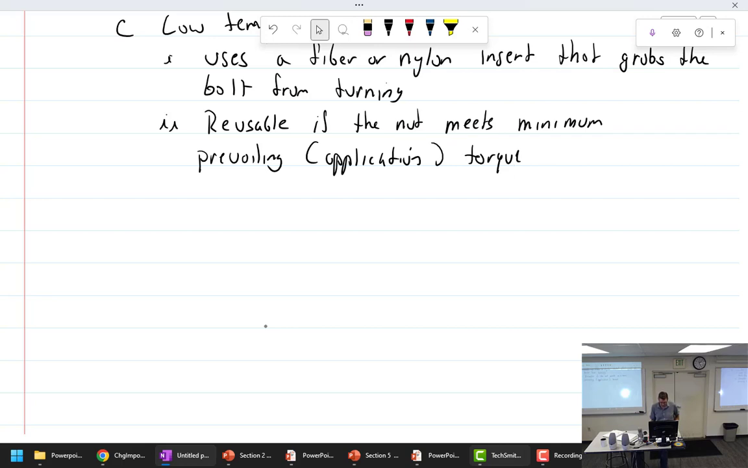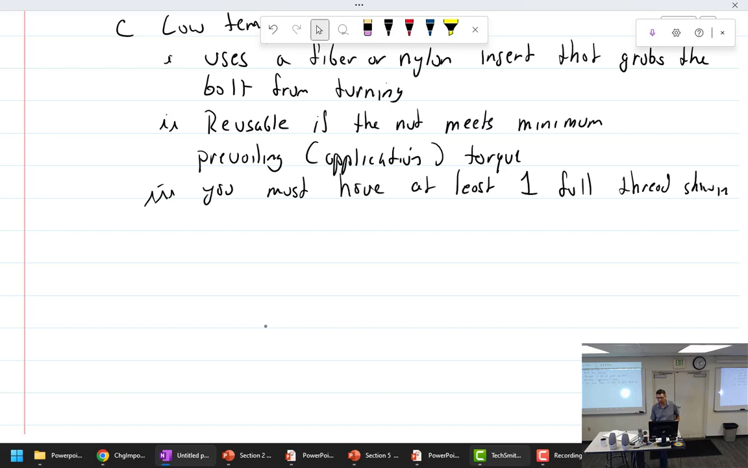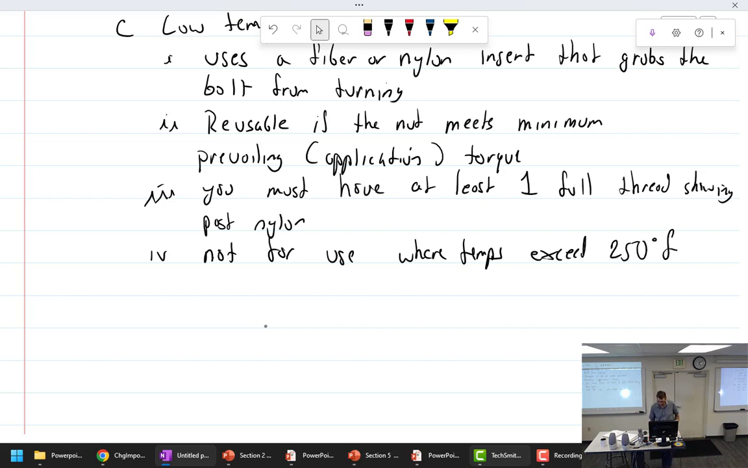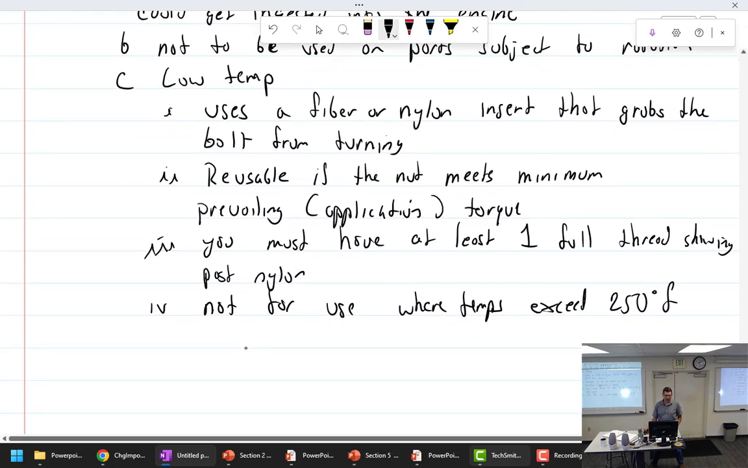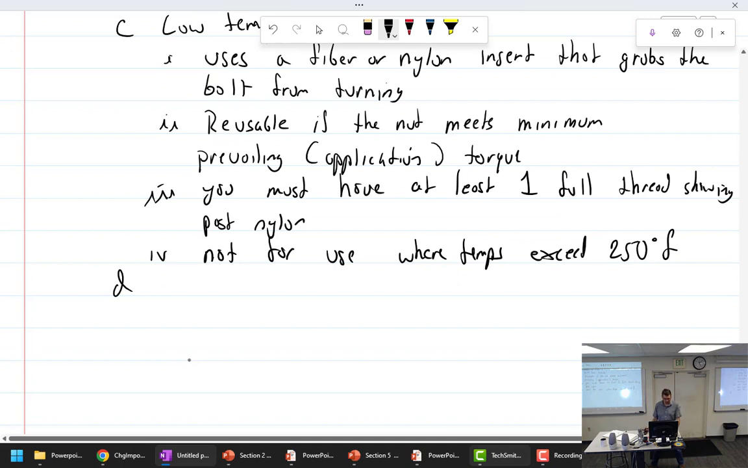Let's see. Low temp, reusable. You must have at least one full thread of the bolt showing past the nylon. Not for use where temps exceed 250 degrees because the nylon burns off, and not for use where the bolt is subject to rotation. I already said that. Okay, so there's the low temp, and also there's tension and shear.